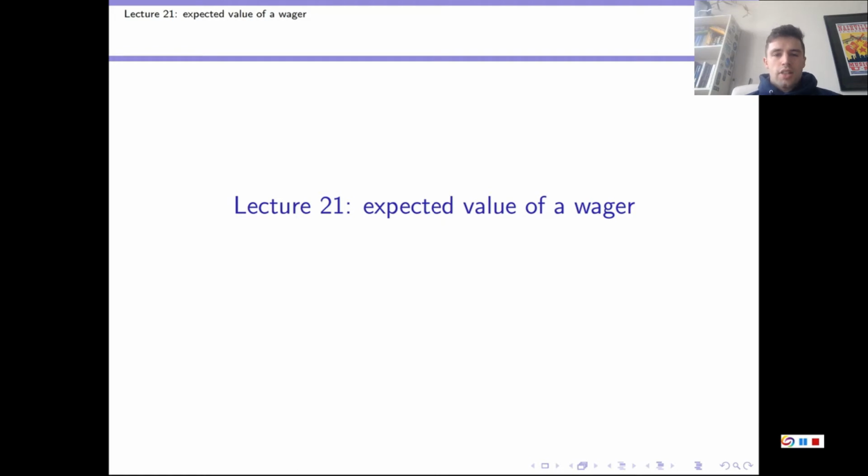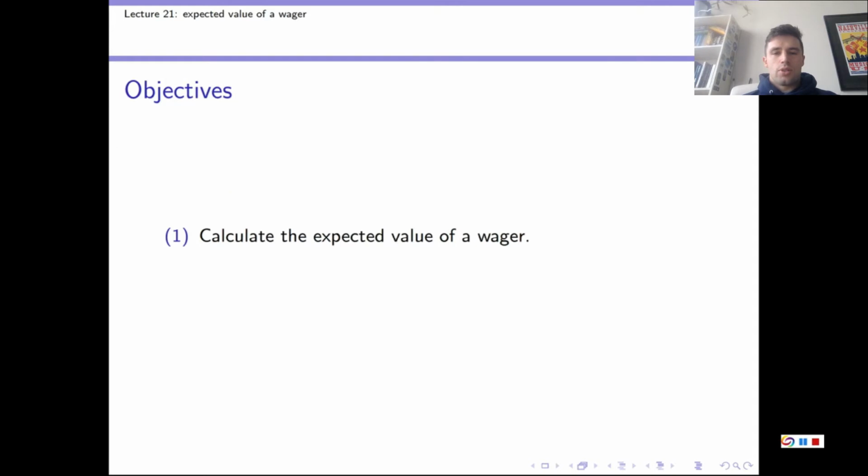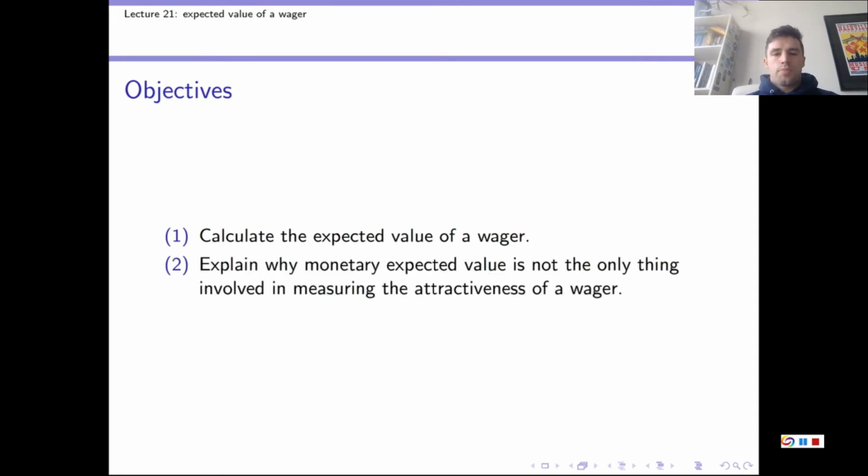The objectives for this video are the following. After watching, everyone should be able to, number one, calculate the expected value of a wager, and number two, explain why monetary expected value is not the only thing involved in measuring the attractiveness of a wager. So there's only two objectives this time. The first is a calculation procedure, and the second is an evaluation of sorts of what we're doing when we carry out that calculation procedure.